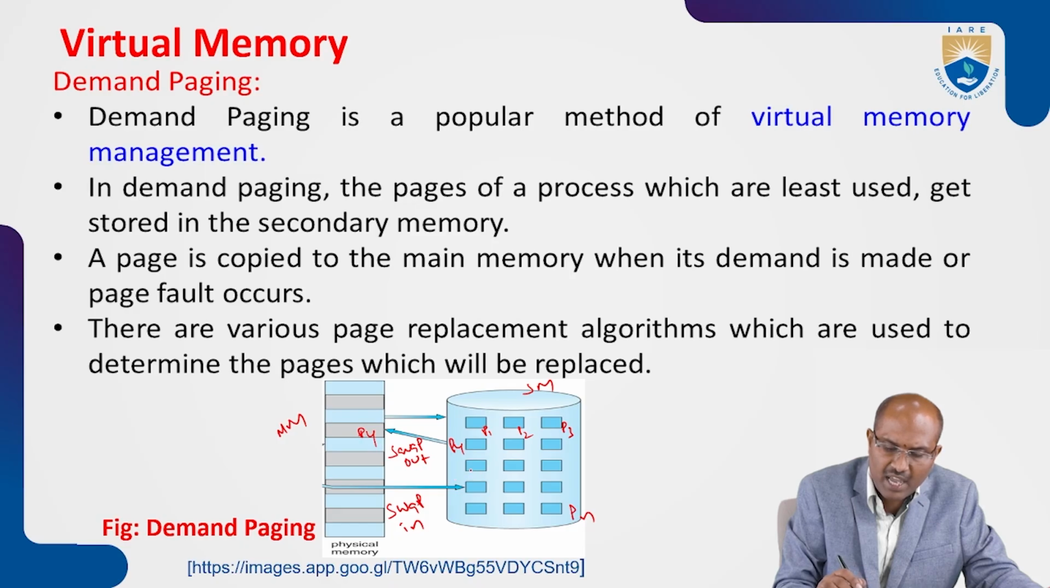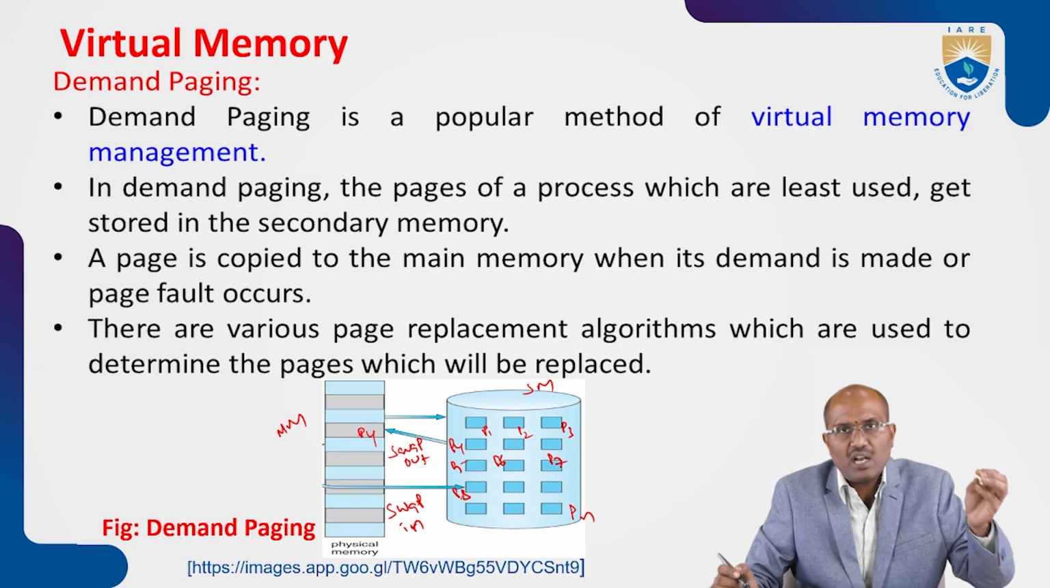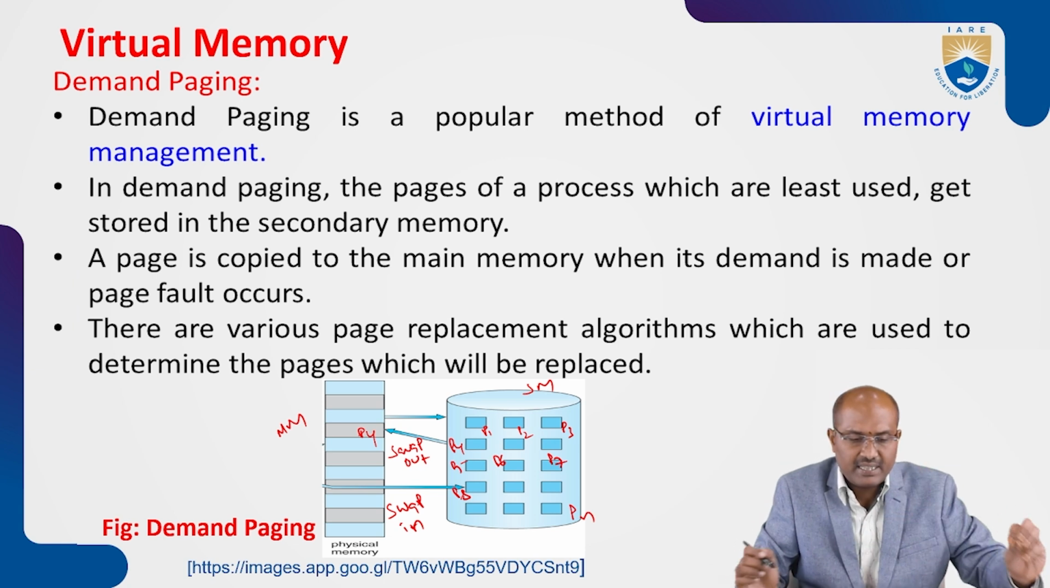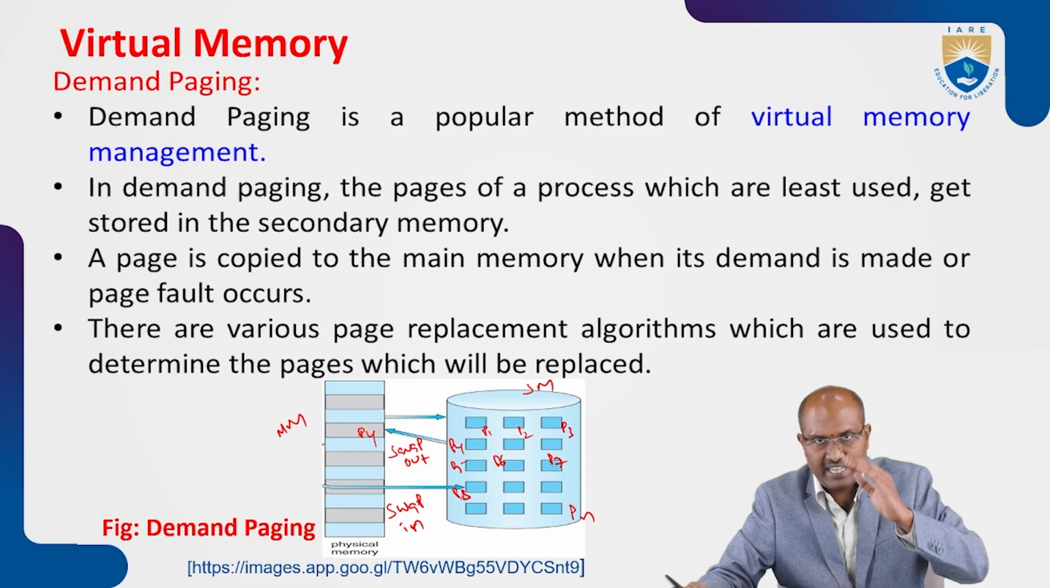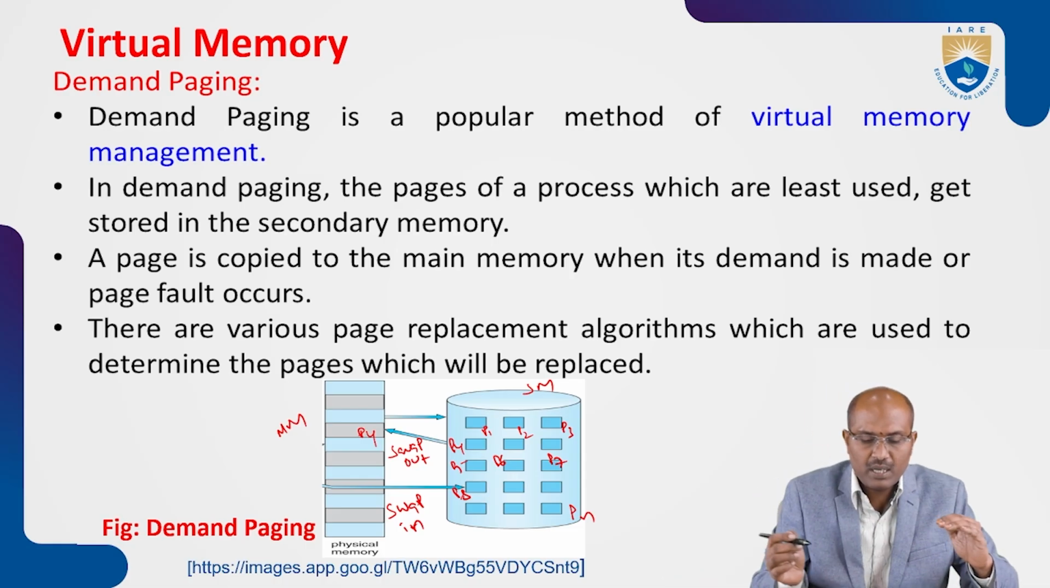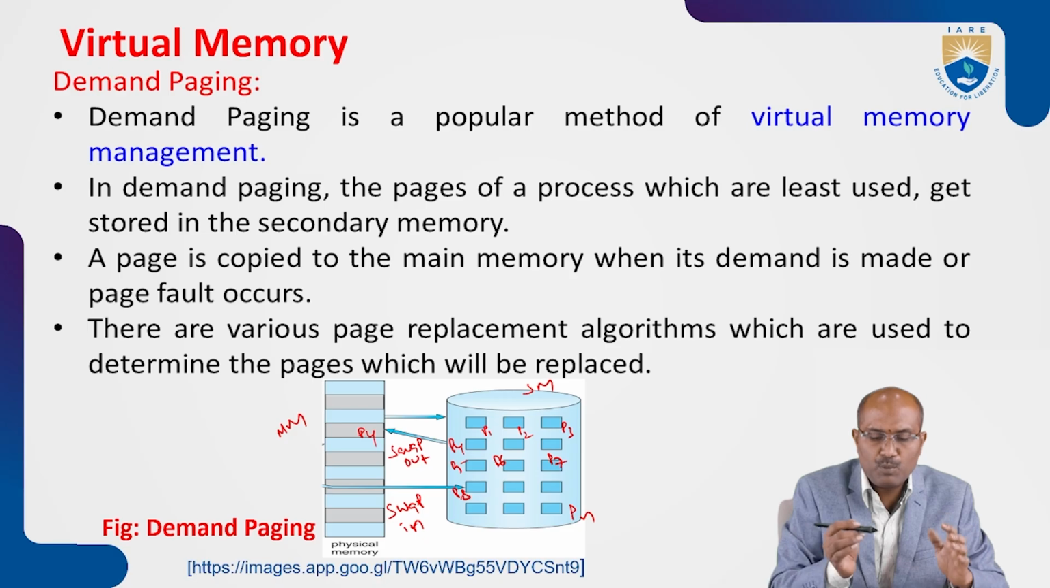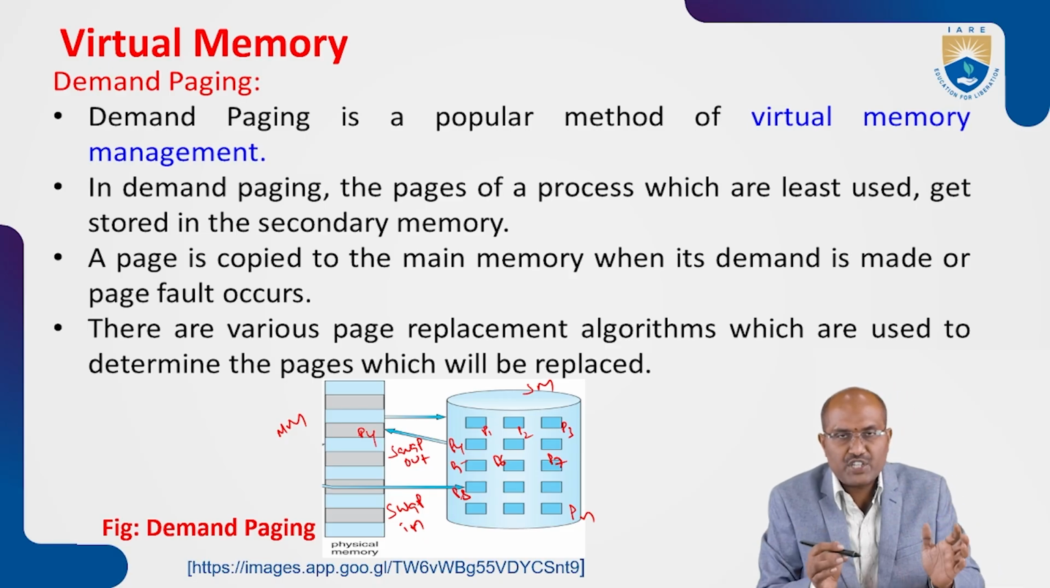Suppose page 5, page 6, page 7, suppose page 8 is required from the secondary memory. This is performed through swap in. The two operations, out and in: the out operation is performed from main memory to secondary memory, and the in operation is performed from secondary memory to main memory.